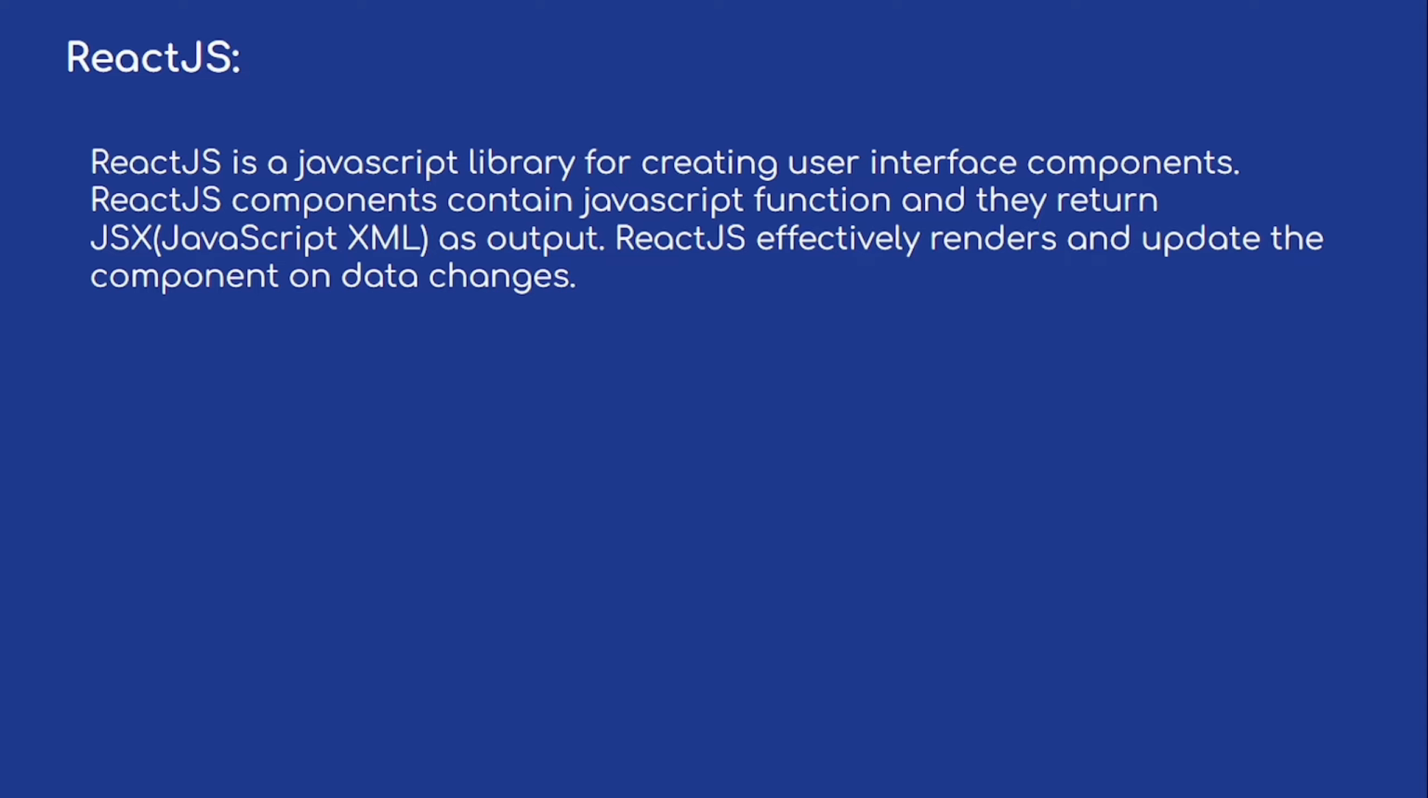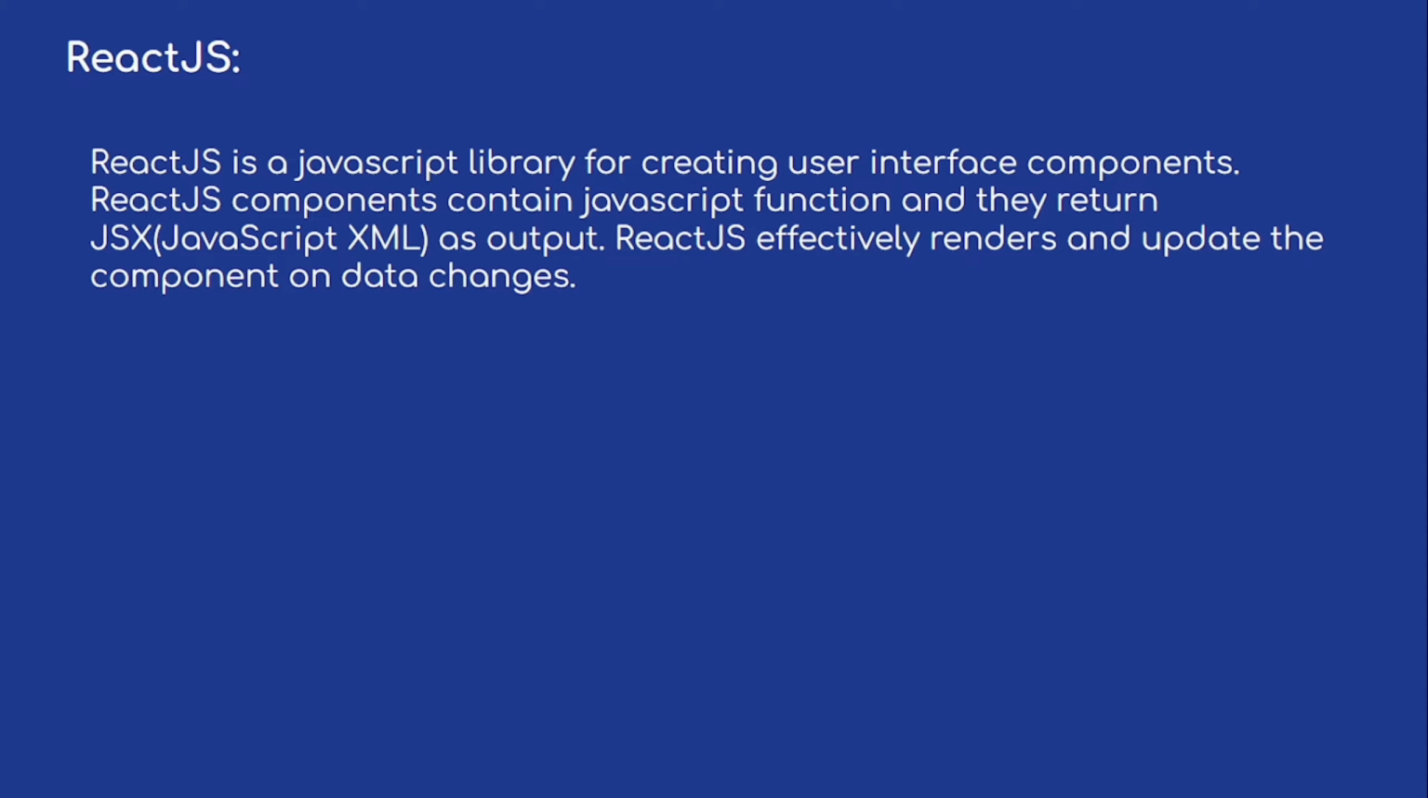So what does JSX mean? It is HTML, purely HTML. But when it is written inside JavaScript code, it is called JavaScript XML, JSX. React.js effectively renders and updates components on data change. Whenever any data in the component changes, it automatically re-renders or refreshes the component. Okay, so that's about React.js.